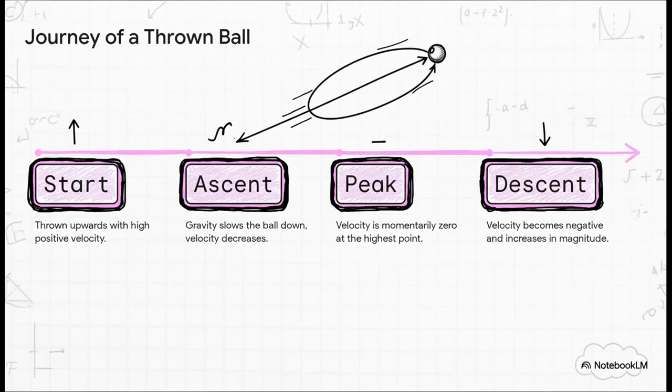So let's trace its journey, right? You throw it up with a big positive velocity. As it rises, gravity is pulling down, so its velocity gets smaller and smaller. Then, at the very peak of its flight, for just a split second, its velocity is 0. And then, of course, it starts falling, and its velocity becomes negative, getting faster and faster on the way down.